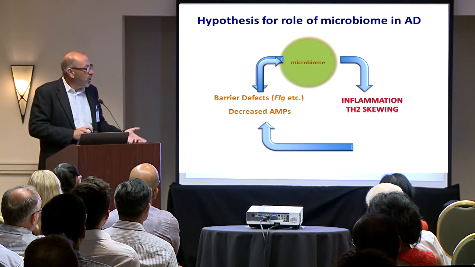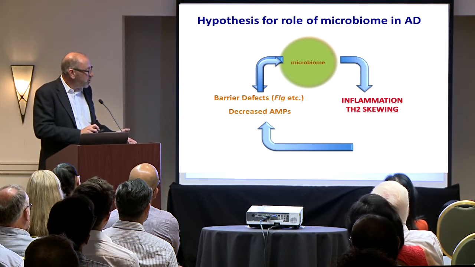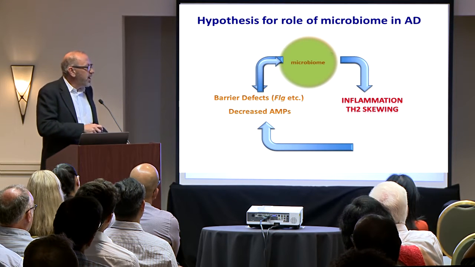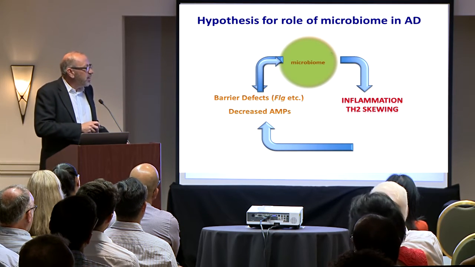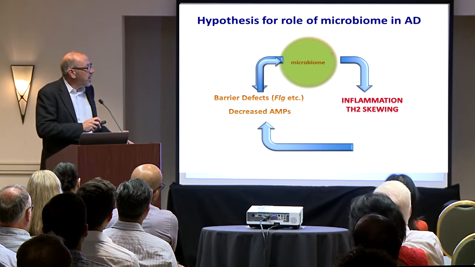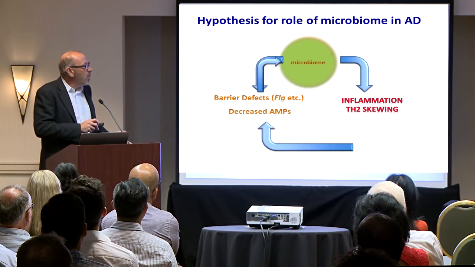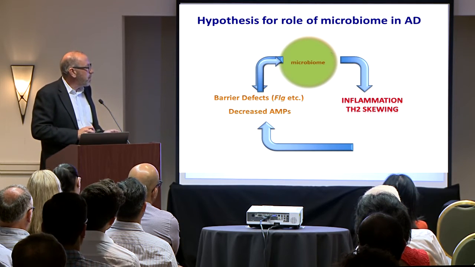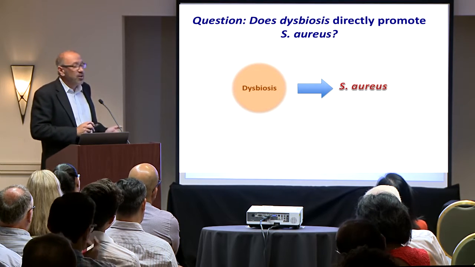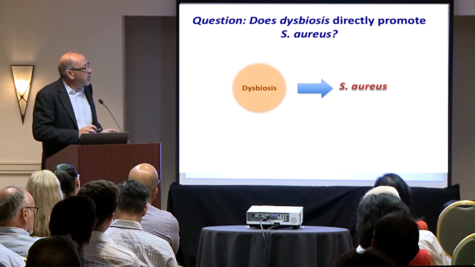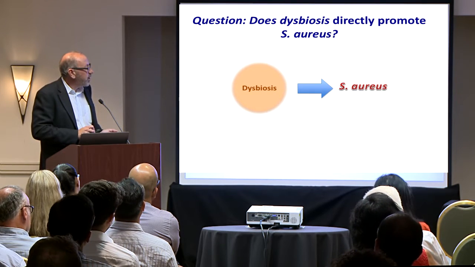That leads to some low level of inflammation and Th2 skewing, and then that drives further colonization by Staph aureus and this vicious cycle. And there's lots and lots of data to support all of these aspects of it, including the Staph aureus driving part. What we didn't have was great data on the dysbiosis driving this to start with. So that's our question. That's the question I'd like to address now: does dysbiosis directly promote Staph aureus?